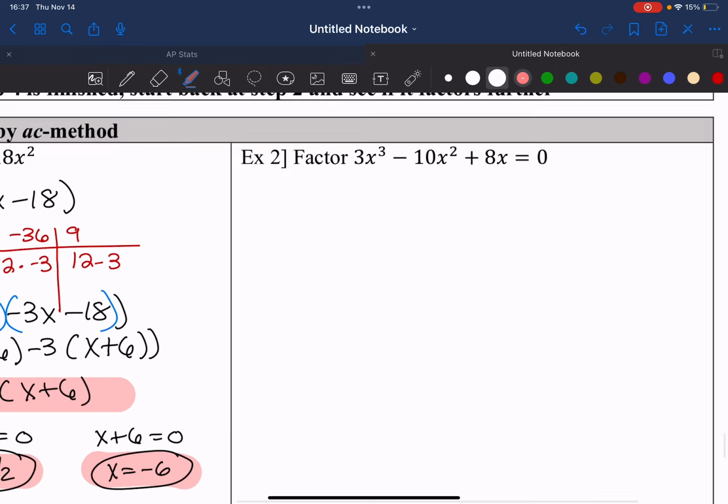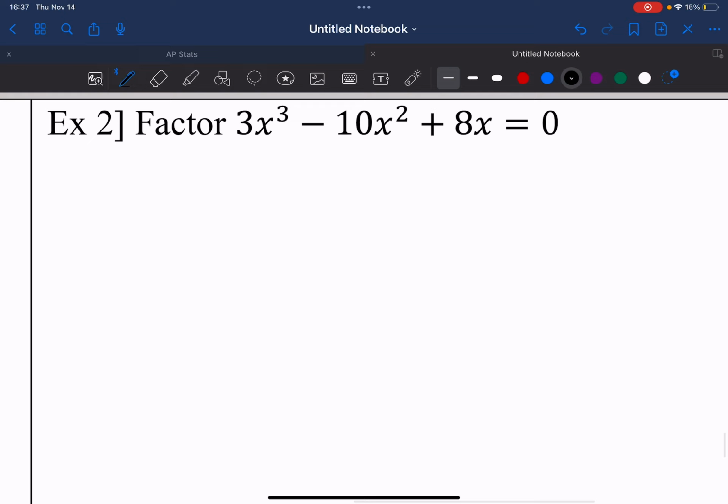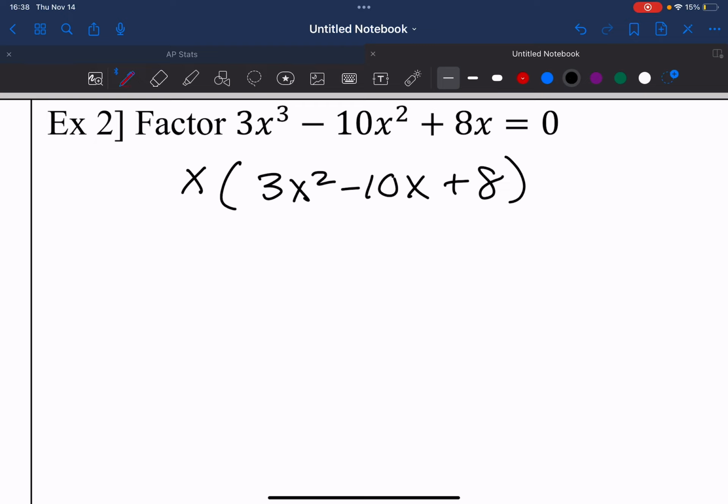Okay, let's look at number 2. Number 2, we have 3x cubed minus 10x squared plus 8x. We need to take out a GCF of what they all have in common. Well, they all have an x, so let's take out an x. So I'm left with 3x squared minus 10x plus 8. I can now use my AC method to factor.